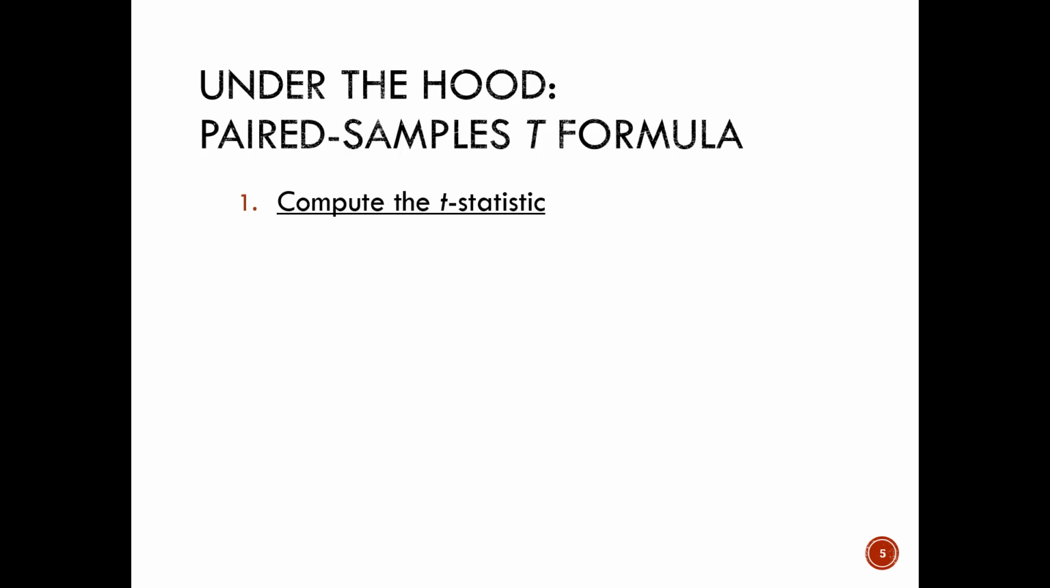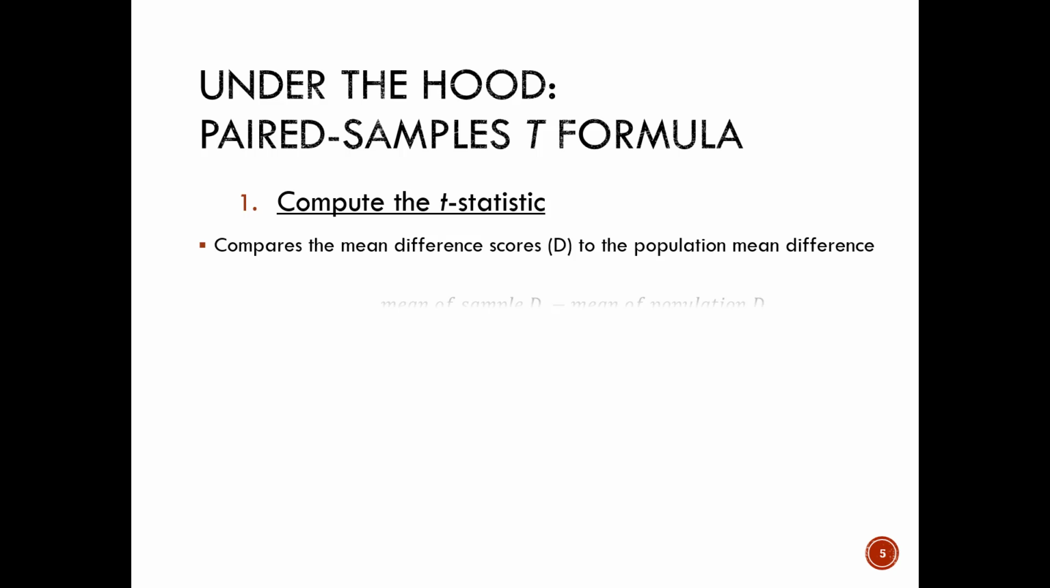First you compute the t-statistic. The t-statistic compares the mean difference scores to the population mean difference. For each pair of scores that you have, you take the difference, and then you average those difference scores across all the pairs. Then you compare that to the population mean difference that is hypothesized to be 0. The t-statistic formula looks something like this.